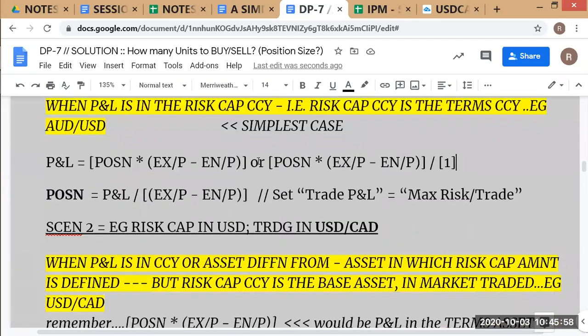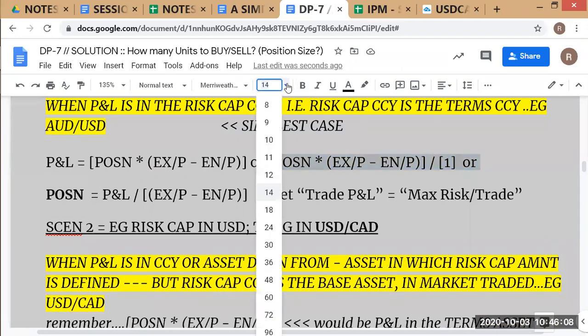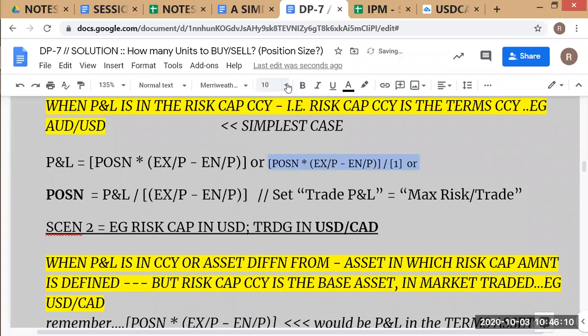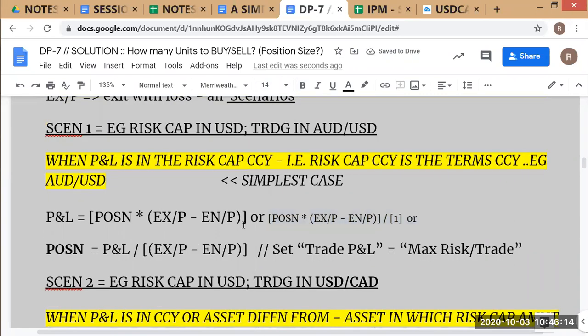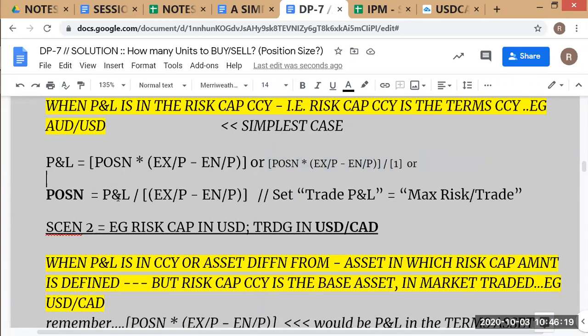Maybe we should put it in small, but I think it's important to understand the general expression. We'll put this in 10. Okay. That is a general expression. So essentially what we are saying is, in all 3 scenarios, the general structure of the equation is the same when you're modeling trade PNL.